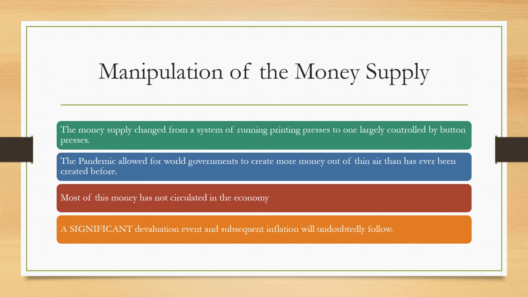Now, the consequence of this manipulation of the money supply is that a significant devaluation event and subsequent inflation is going to follow. And we've already started to see it happening on the world stage with commodity prices going up. Gas prices have now shot through the roof. Wheat has shot through the roof. Even silver and gold prices have gone through the roof.